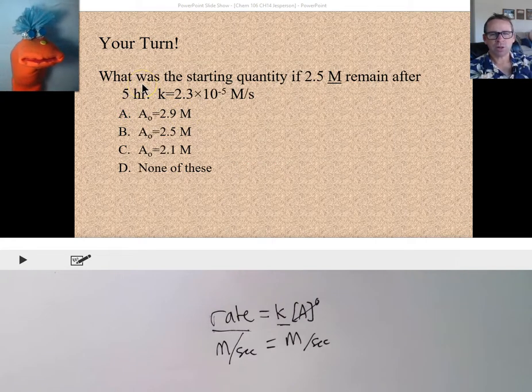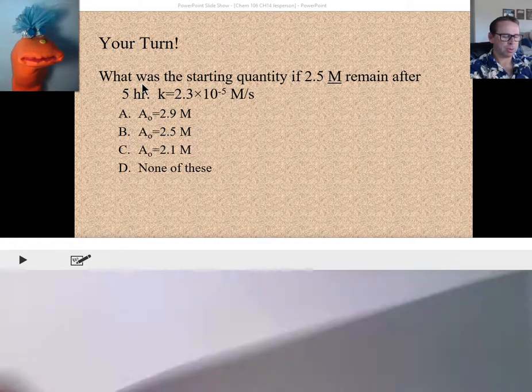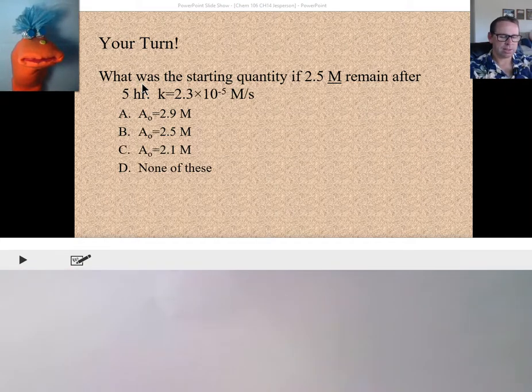So, what's the starting quantity if 2.5 molar remain after 5 hours at 2.3 times 10 to the minus fifth molar per second? All right, I think you guys should be able to do this by now. You might have to go back to your last lecture notes a little bit or look at the integrated rate law for a zero order reaction. Okay, so if you can do that now, I'll push pause, answer that question, and then we'll get to it. All right, make sure you gave yourself a chance to answer the question.